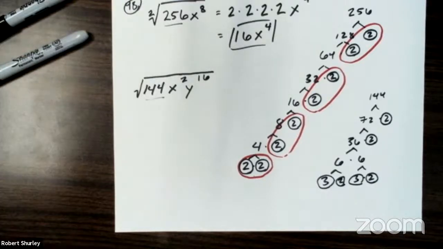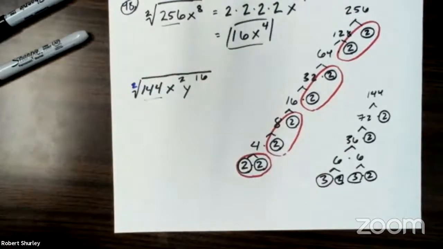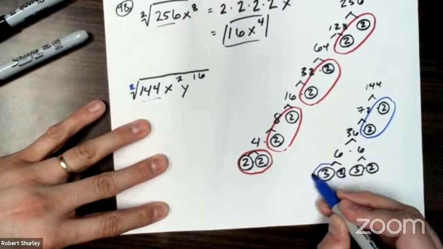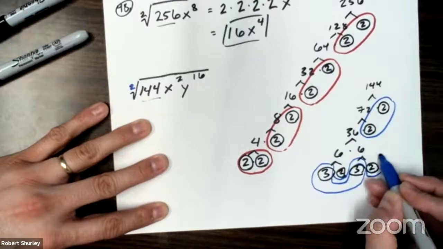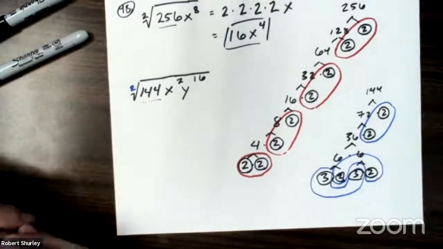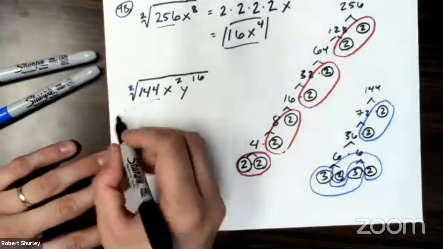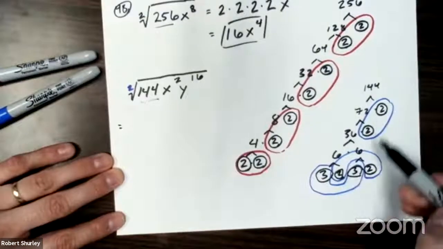Okay, here we go. Look, it's a square root, right? So I'm going to group these together with pairs again. So I got a pair of 2's. I got a pair of 3's. And I've got a pair of 2's here, okay? It would have been easier if I wrote them together, but I want to show you where they're all coming from. So therefore, the square root of 144, look, we're taking the square root of each one of these bubbles.